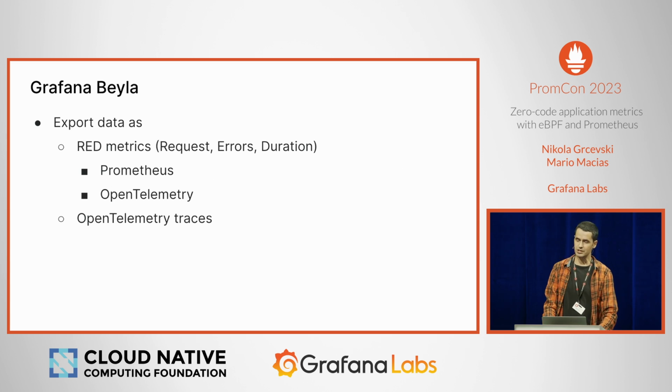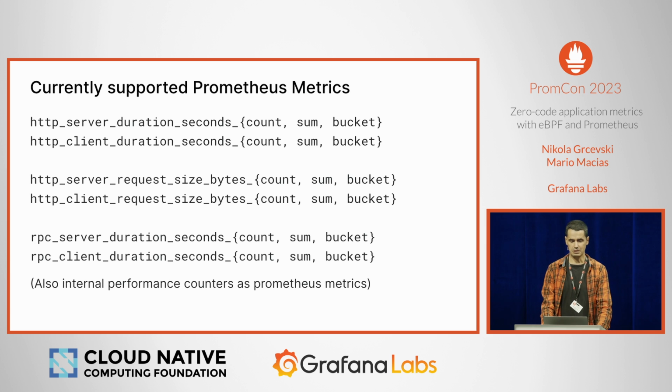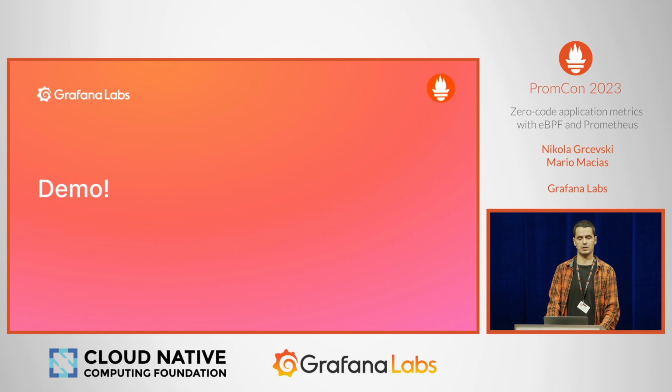Beyla exports the data as RED metrics. This is request, errors, and duration for every HTTP request. It is able to export as Prometheus and OpenTelemetry metrics, and also it's able to export this information as OpenTelemetry traces. This is the currently supported Prometheus metrics. They follow some common convention you might have seen, for example, in the previous talk. And it also exports internal performance counters, which are not very relevant, but in case you want to see how Beyla is working. So let's do a quick demo.